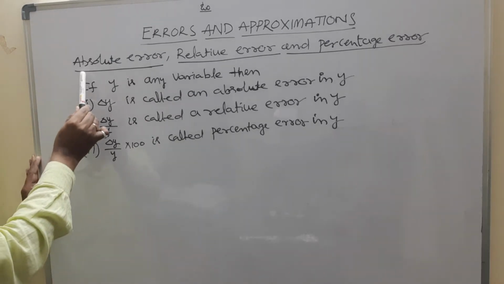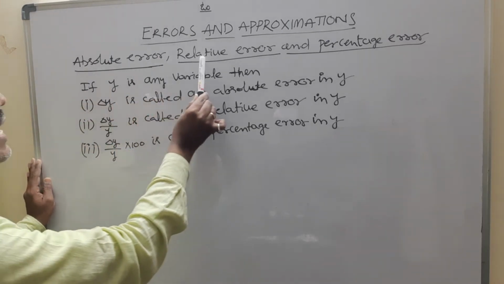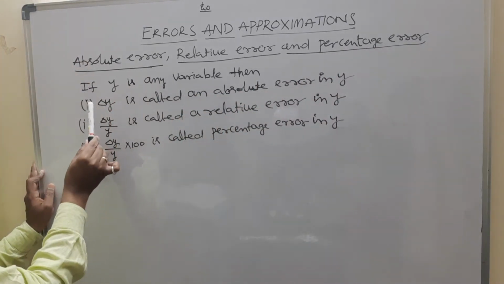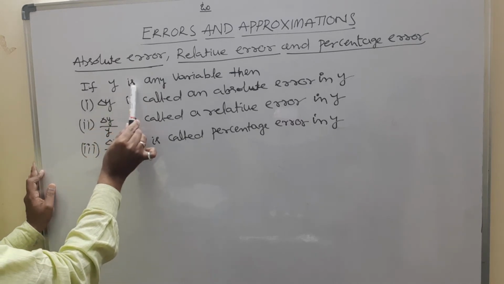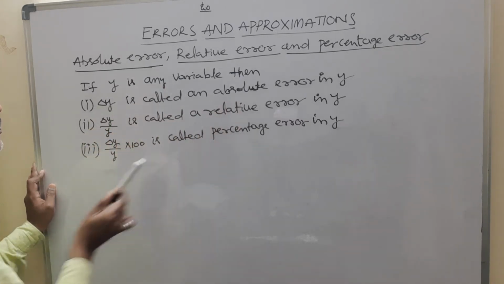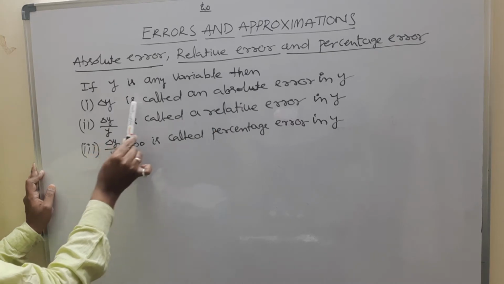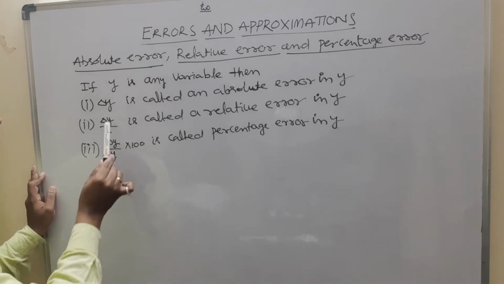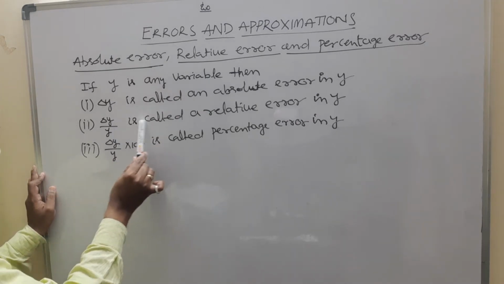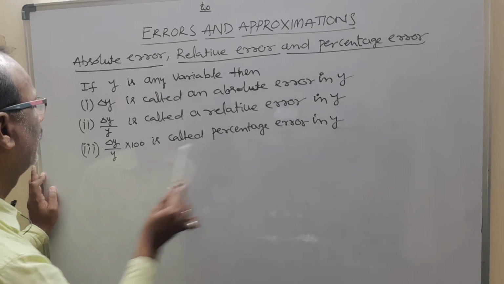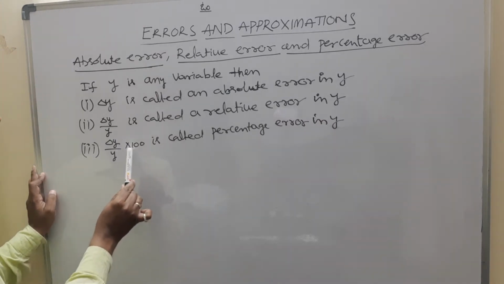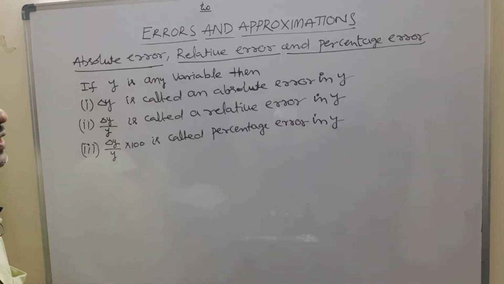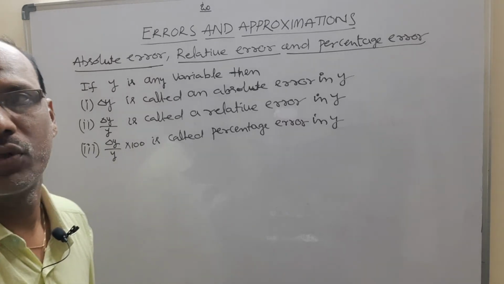Next, discuss absolute error, relative error and percentage error. Here, if y is any variable, then delta y is called the absolute error in y. Delta y by y is called the relative error in y. Delta y by y into 100 is called the percentage error in y. Next, we discuss objective type questions.